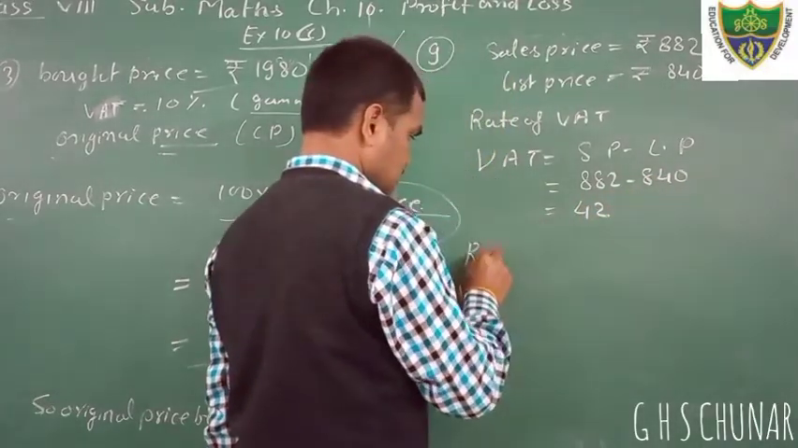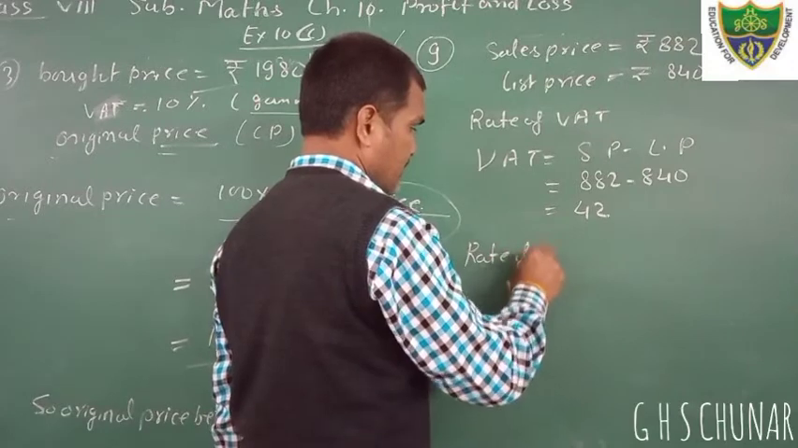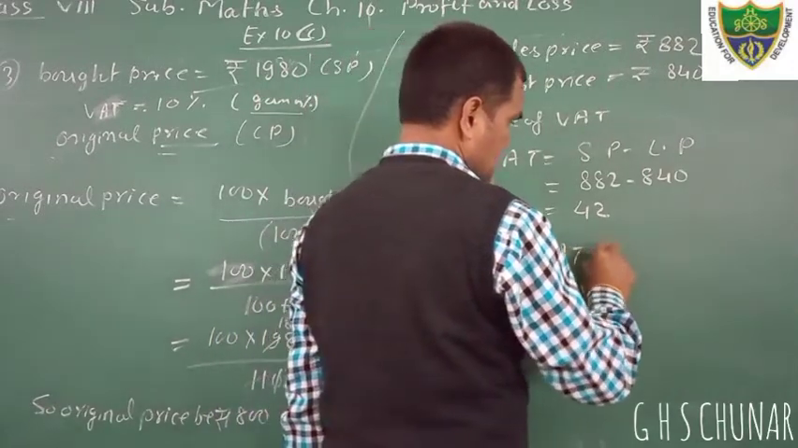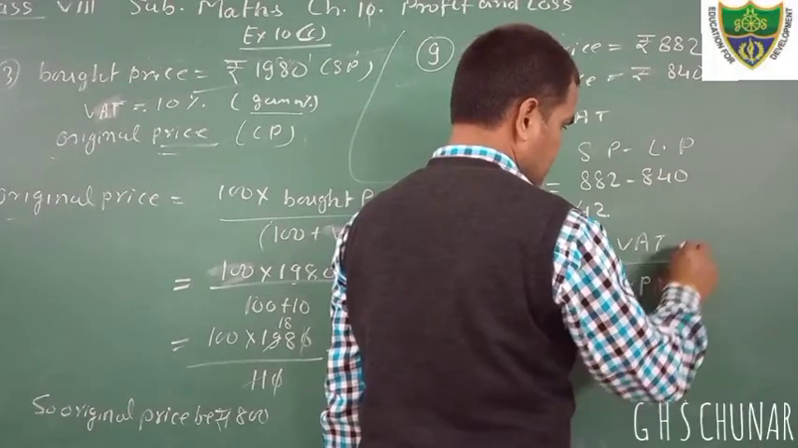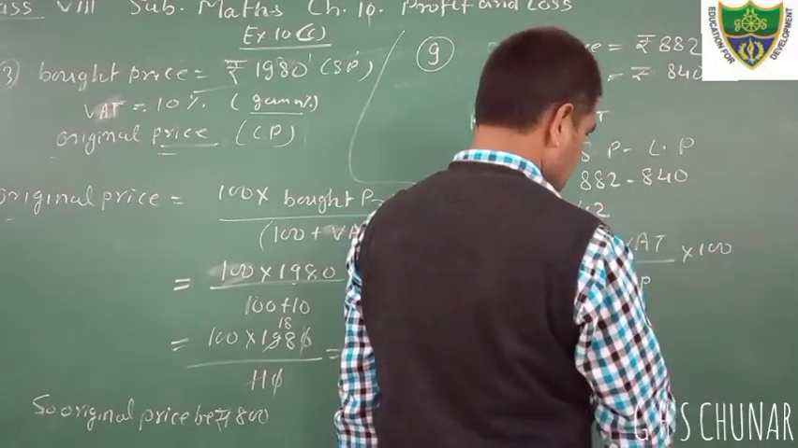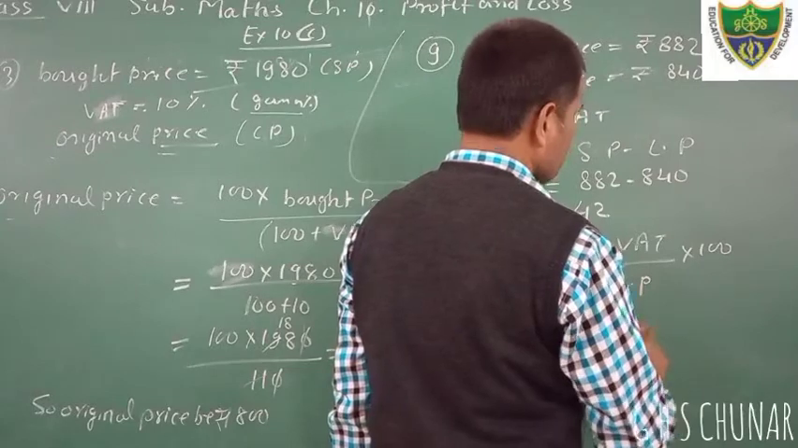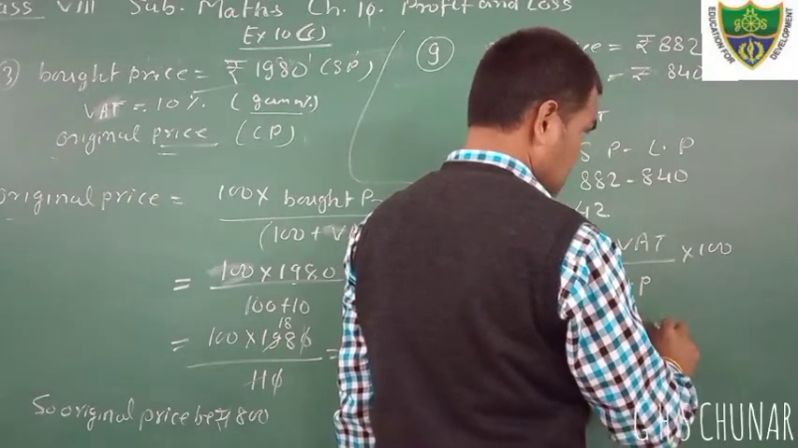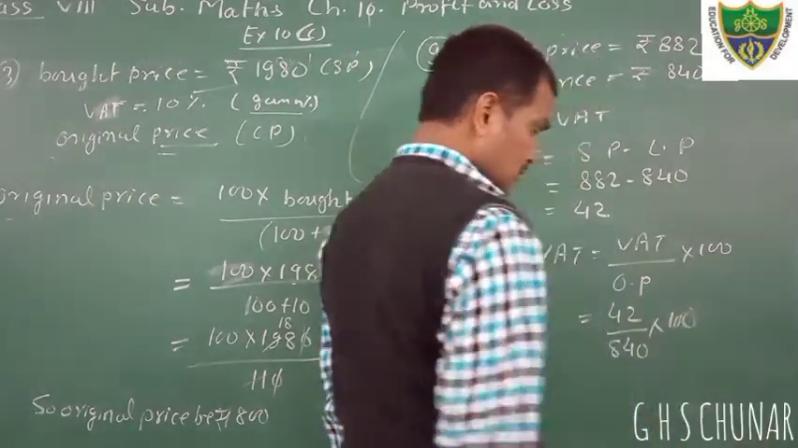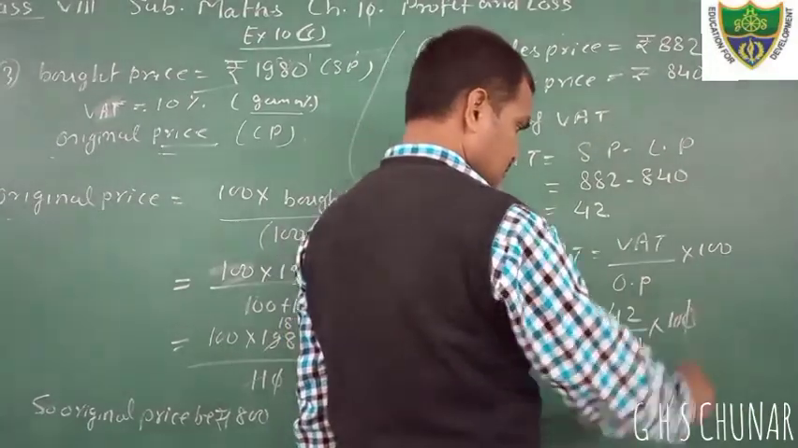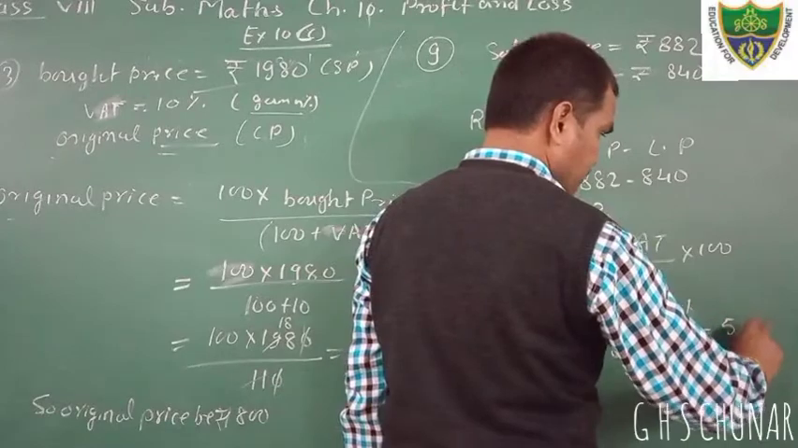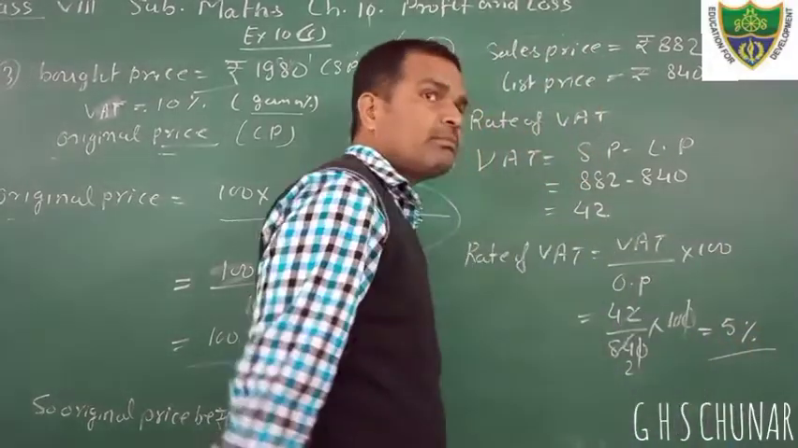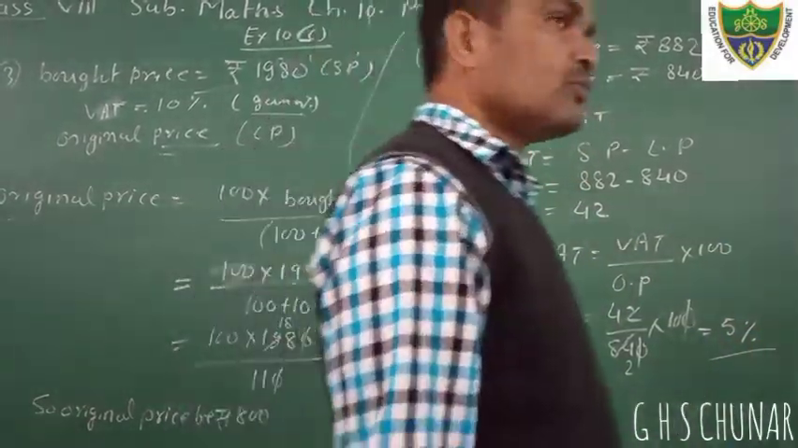Now rate of VAT is equal to VAT upon list price into 100, that is 42 upon 840 into 100. It is 5%. Okay, you note it.